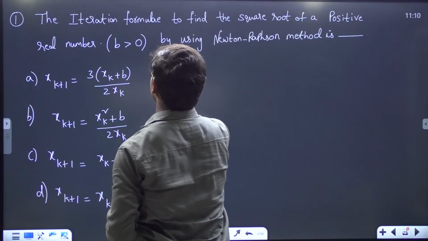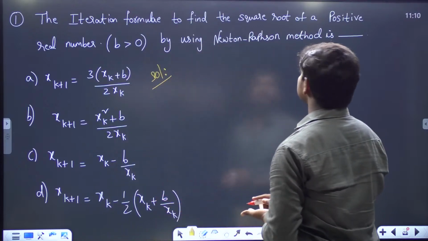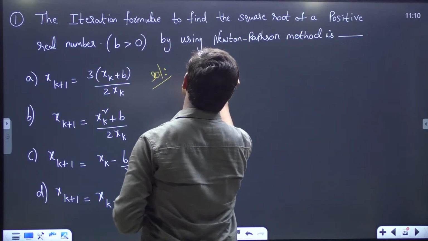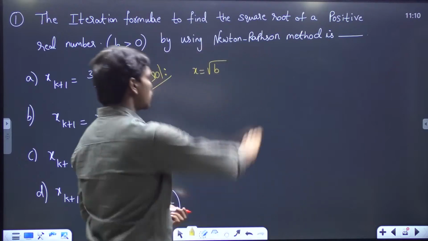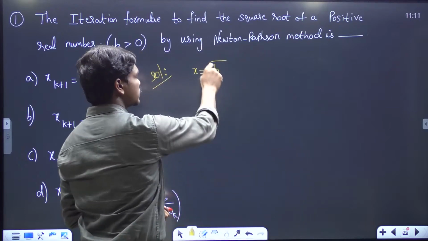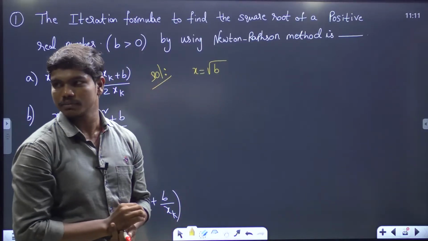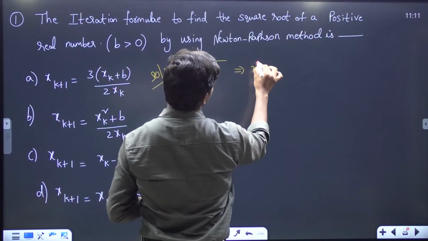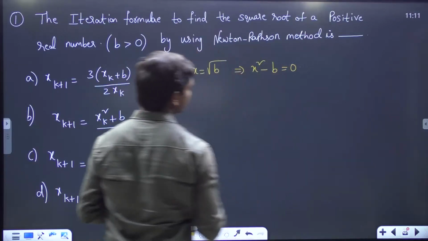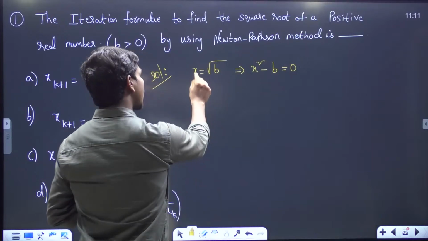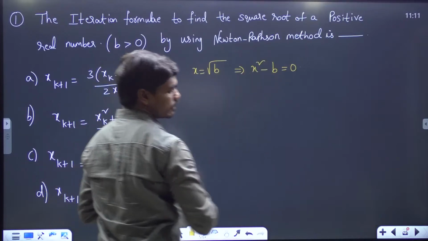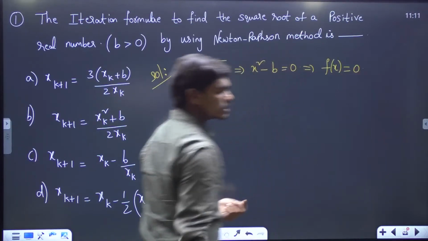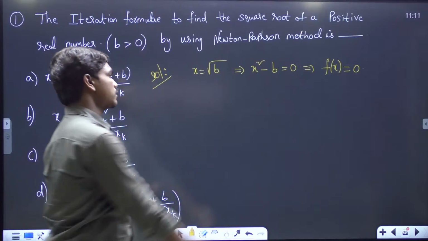Solutions. The iteration formula to find the square root of a positive real number b, meaning you want the value of x equal to square root of b, by using the Newton-Raphson method. So what's the iterative formula for this? This function can be written as x square minus b is equal to 0. Because if you square this equation on both sides, we have x square is equal to b, and x square minus b is equal to 0, and we have f of x is equal to 0. Now you can apply the iteration formula and please try to tell me the answer.